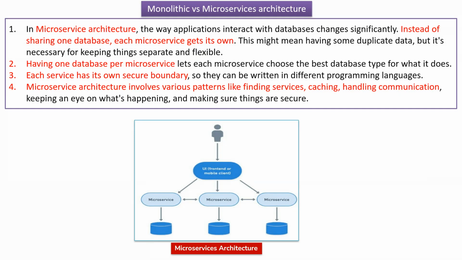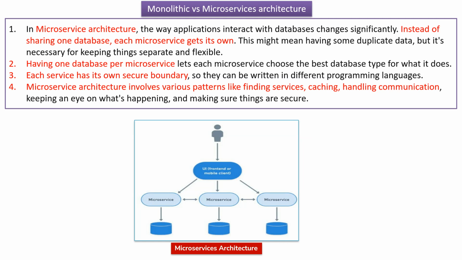In microservices architecture, the way applications interact with databases changes significantly. Instead of sharing one database, each microservice gets its own database. This might mean having some duplicate data, but it is necessary for keeping things separate and flexible. Having one database per microservice lets each microservice choose the best database type for what it does, which means one microservice can use a Mongo database, another microservice can use an Oracle database, and another microservice can use a MySQL database, like that.